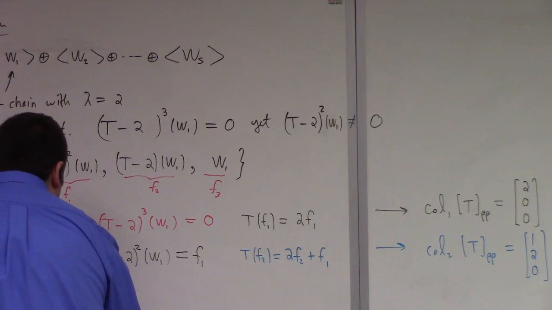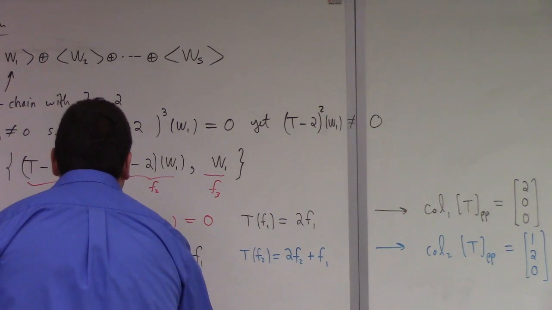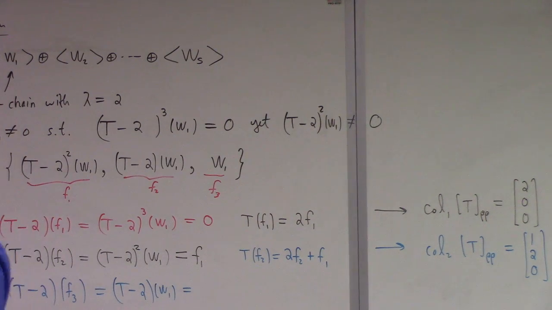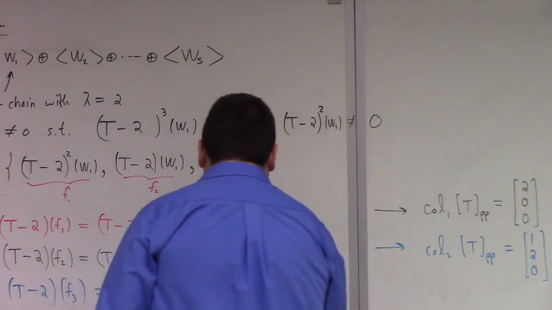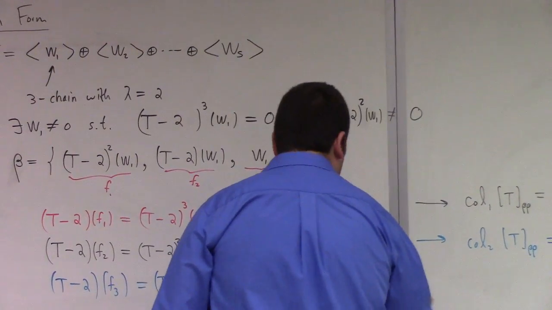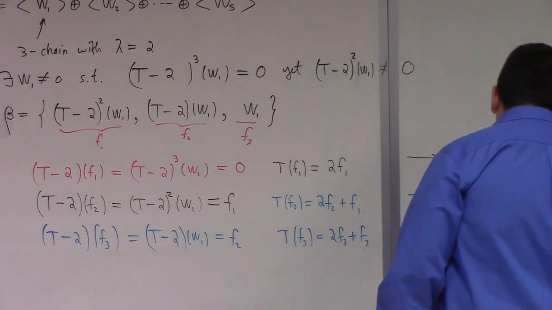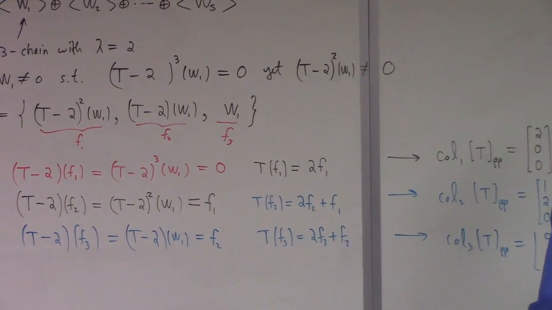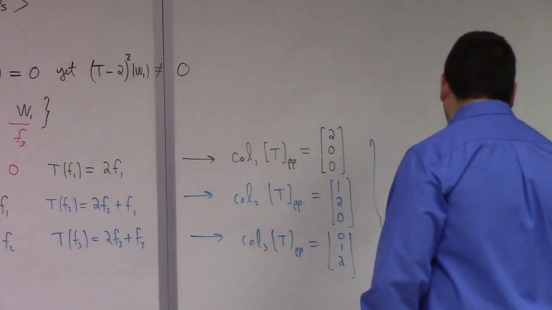You see what happens for F3? You get T minus 2 times W1, which is just F2. So T of F3 is 2F3 plus F2. So column 3 of T beta beta is 0, 1, 2. You put these together, you got the Jordan block. 2, 2, 2, 1 is on the super diagonal, 0 is everywhere else.